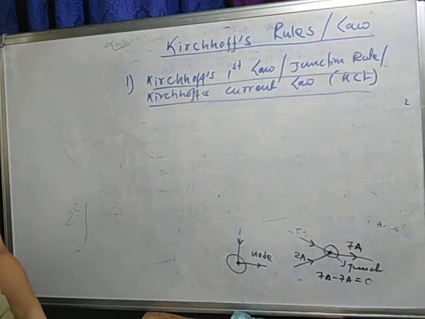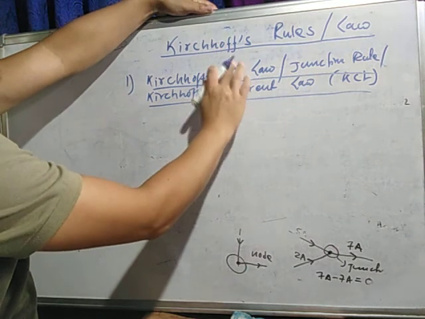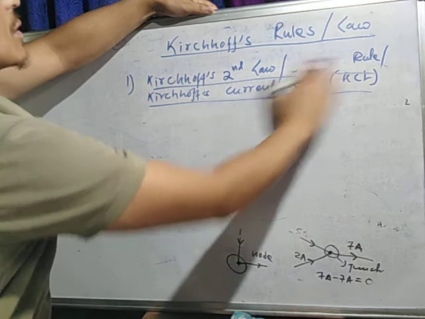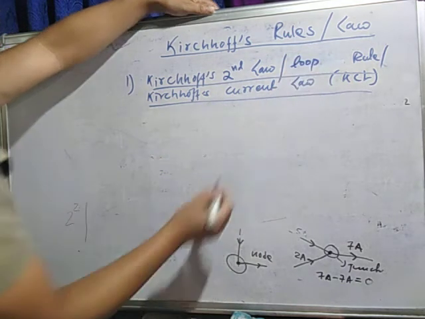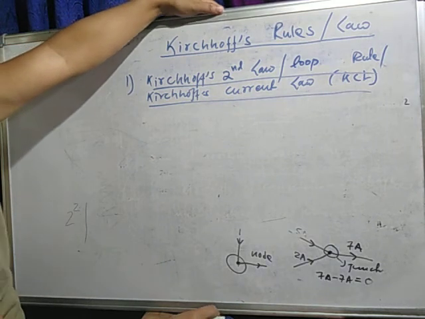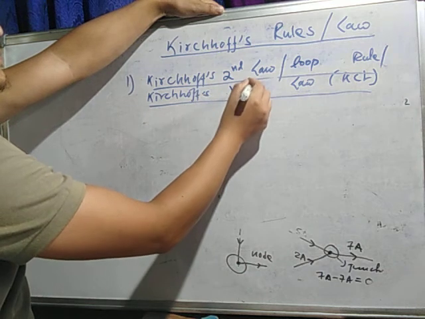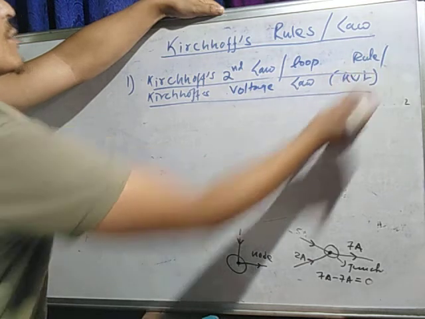Next you have Kirchhoff's second law. Write down the second law. Kirchhoff's second law. This rule is also called the loop rule, and this is called the voltage law, KVL in short form.